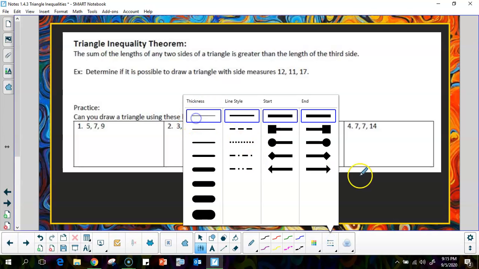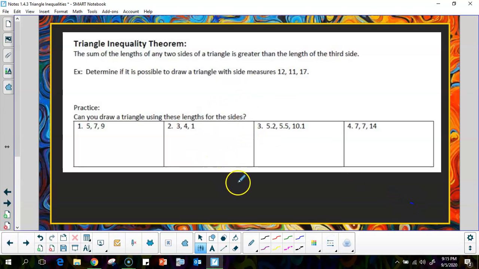Okay, so we're going to look at two different rules, or theorems. A theorem in geometry is just a rule that says if this is true, then this is true. That's what you'll usually see. And this theorem says the sum of the lengths of any two sides of a triangle is greater than the length of the third side. When we talk about the third side, we are talking about the longest side.